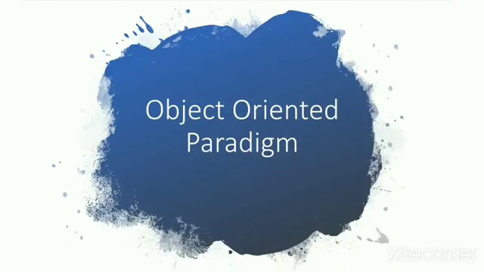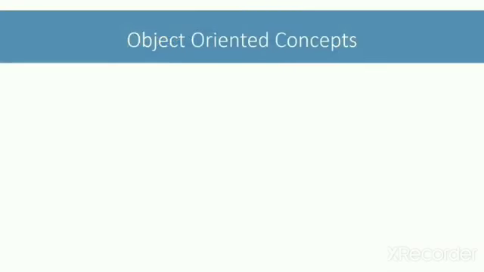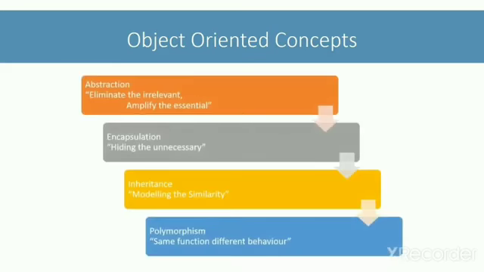In this section, we will dive deep into object-oriented paradigm and understand its four major concepts, namely abstraction, encapsulation, inheritance, and polymorphism. If I must describe each of these concepts in just one sentence, then for abstraction I will say eliminate the irrelevant and amplify the essential. Encapsulation means hiding the unnecessary. Inheritance helps in modeling the similarities, while polymorphism means same function, different behavior.